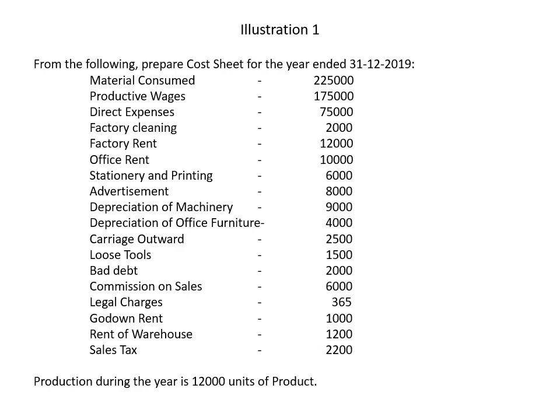Legal charges, it is related with office work, right? So it is coming under office and administration overhead. Godown rent, godown is being used in the factory, right? So it is coming under factory overhead. Rent of warehouse, warehouse is a place where we are storing the finished goods, so it is related with selling expense, so it is coming under selling and distribution overhead. And sales tax, clear, it is coming under selling and distribution overhead. So in this way we have to identify under which category each expense is coming.